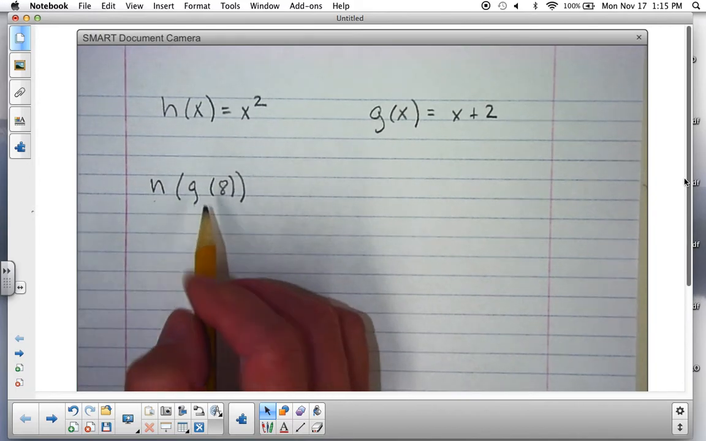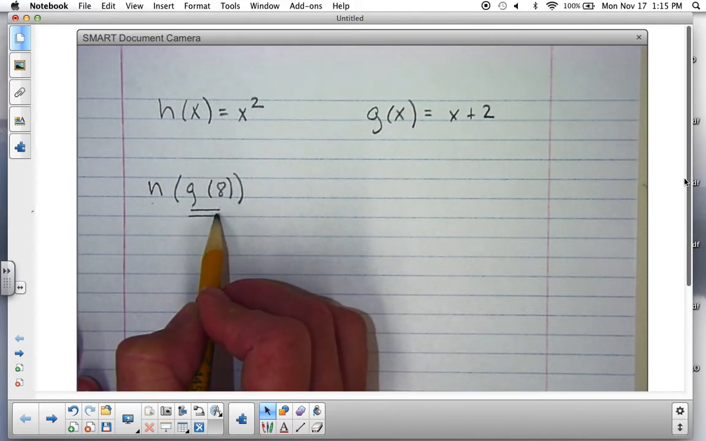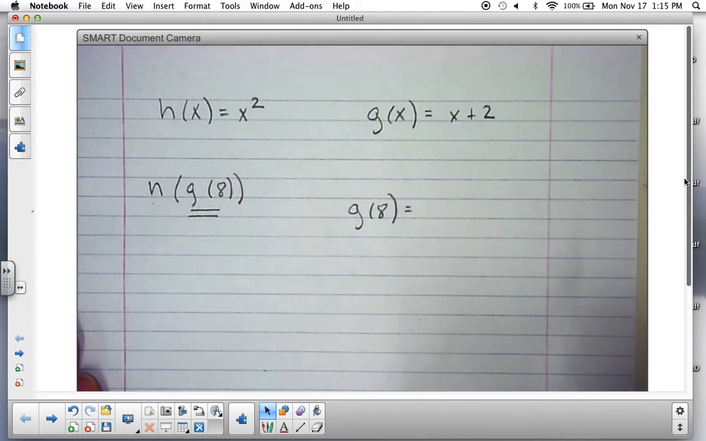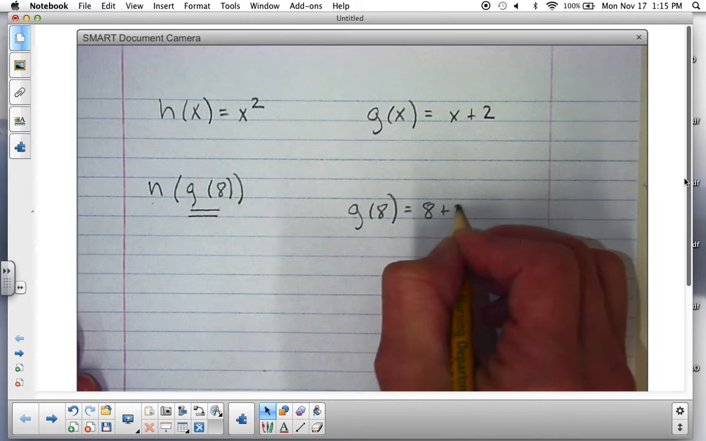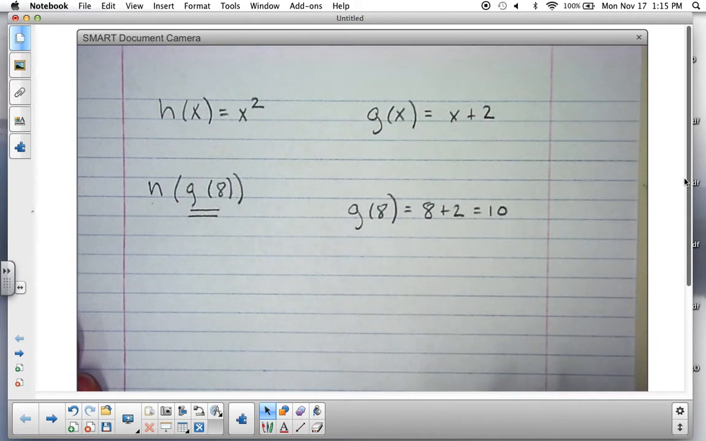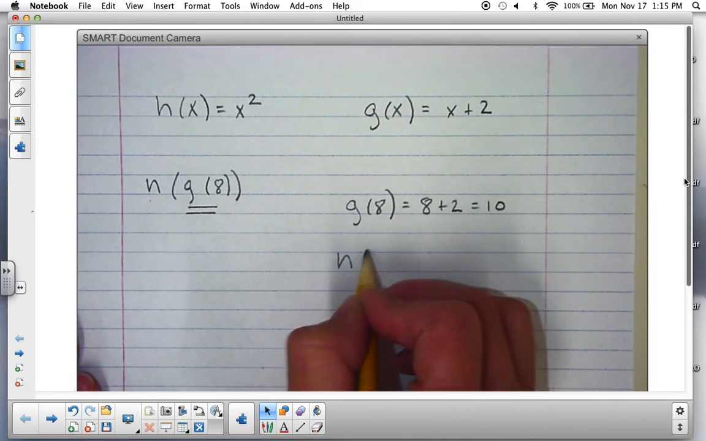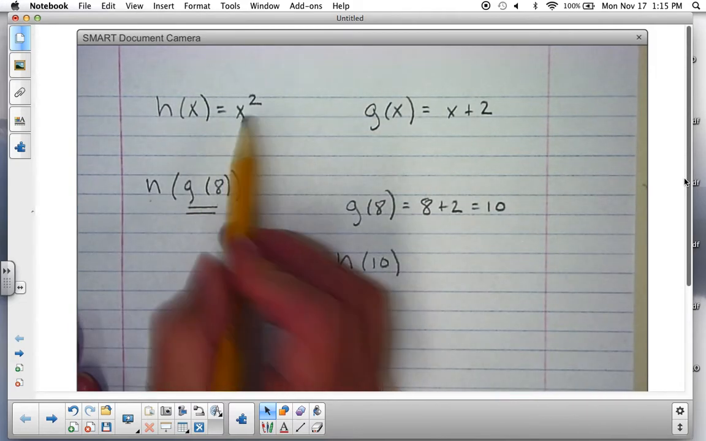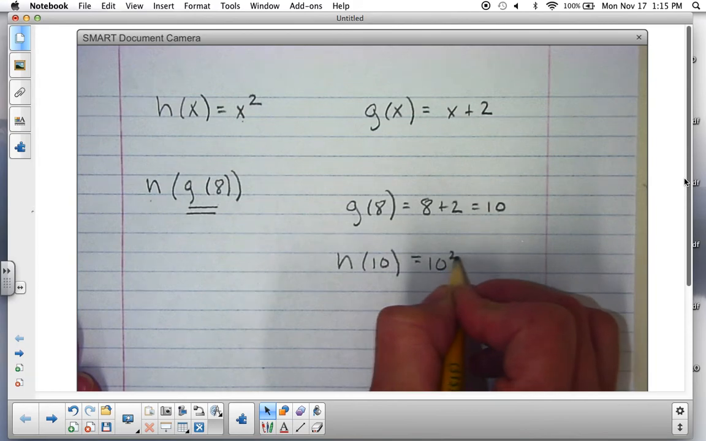We still start on the right because we always start on the right and evaluate g of 8. 8 plus 2, the answer here is 10. And now I'm going to find h of 10. So go up to function h and put 10 in right there. 10 squared, my answer here is 100.